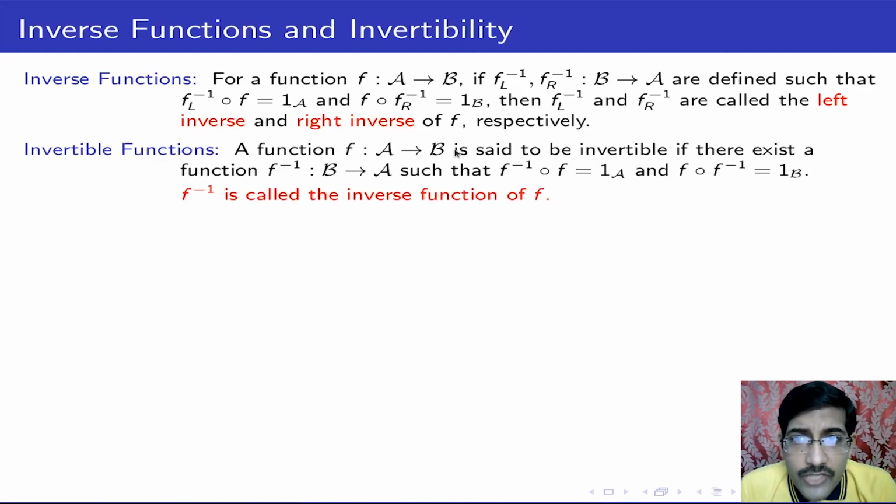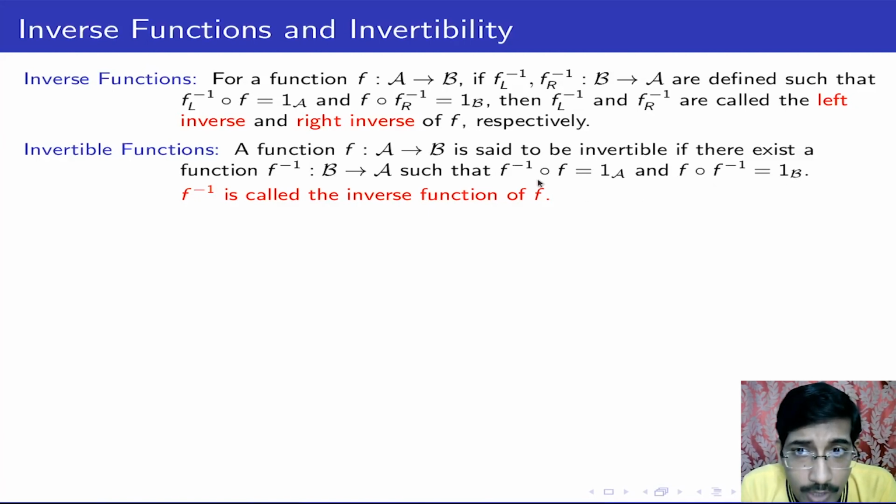Invertible functions are extensions of the notions or definitions of left and right inverse. We say a function f from A to B is invertible if there exists a function f inverse from the reverse domain, that is from B to A, such that f inverse from the left, that is the left inverse composed with f, also provides the identity, and the same function composed from the right side as a right inverse provides the identity.